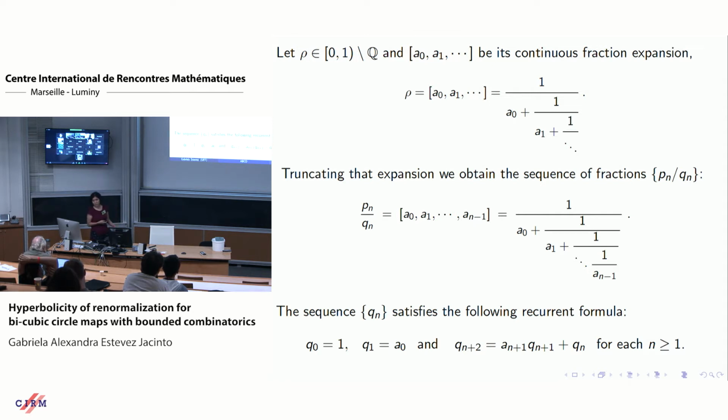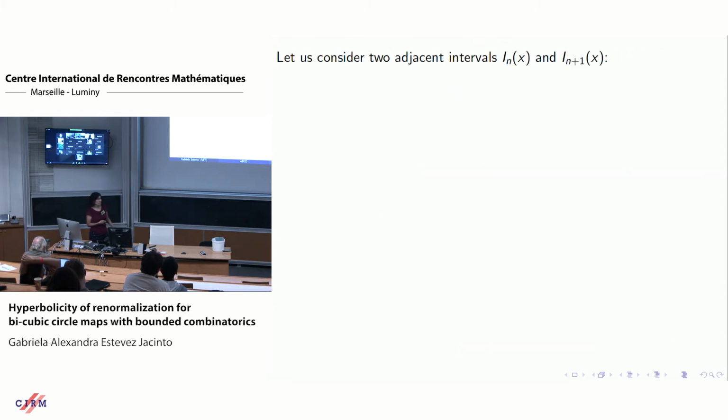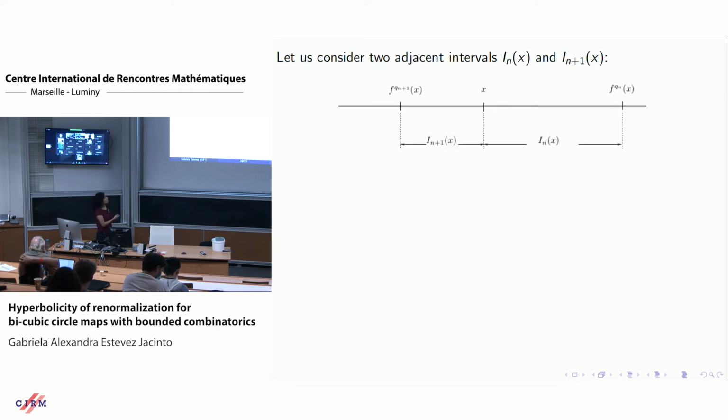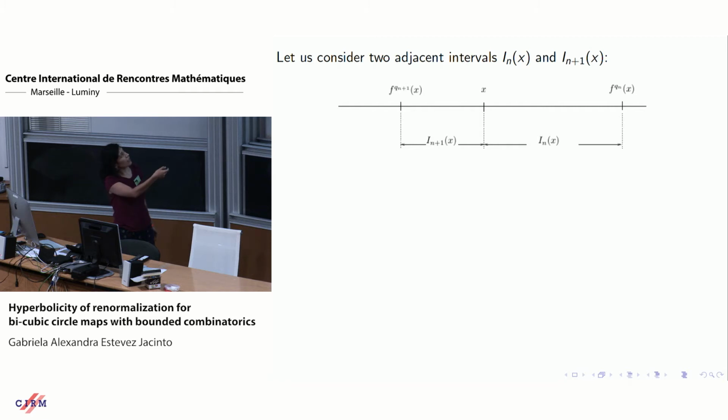These q_n are called first return iterates, or iterates of first return. To define renormalization, I will consider a point in the circle, which I will call x, and I consider these two points given by the iterates q_n and q_{n+1}, given by the denominators that I showed you on the last slide.